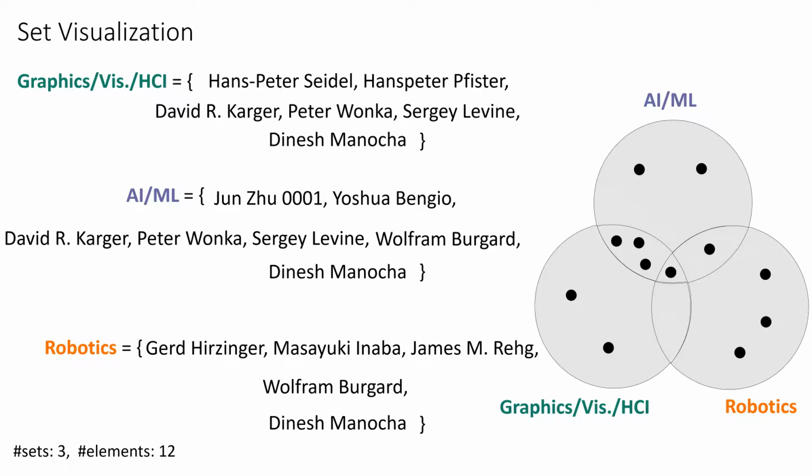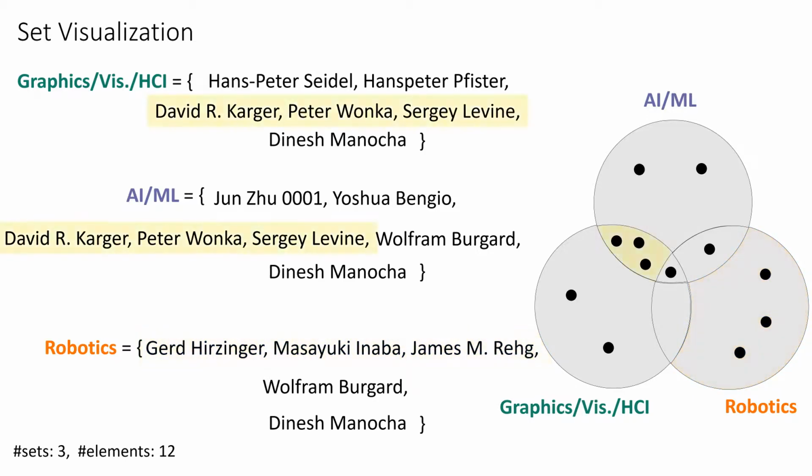Hans-Peter Seidel and Hans-Peter Pfister published papers only in Graphics with HCI, hence belong exclusively to the set. Similarly, Junzhu and Yoshua Bengio published only in AI/ML. Likewise, Gerd Herzinger, Masayuki Inaba, and James M. Regg published only in Robotics.